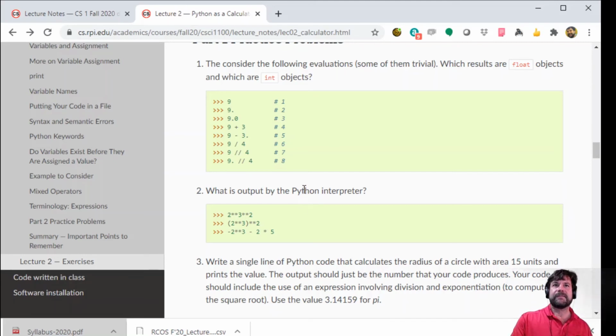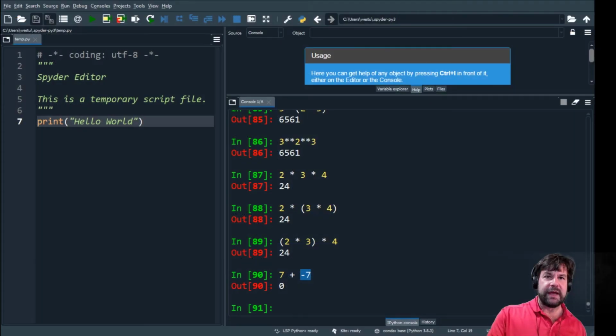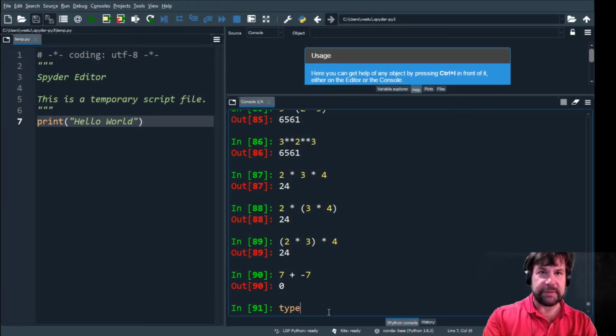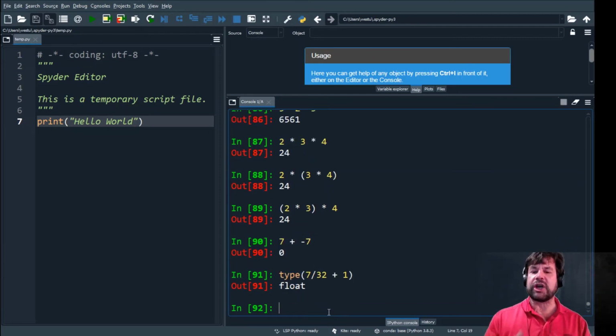One thing you can keep in mind is that if you're in Spyder and you want to know what type an expression is, you can do type of 7 divided by 32 plus 1, right? And that'll tell us that that's of type float. So you can check yourself pretty easily. Just go through and take a quick look at those.